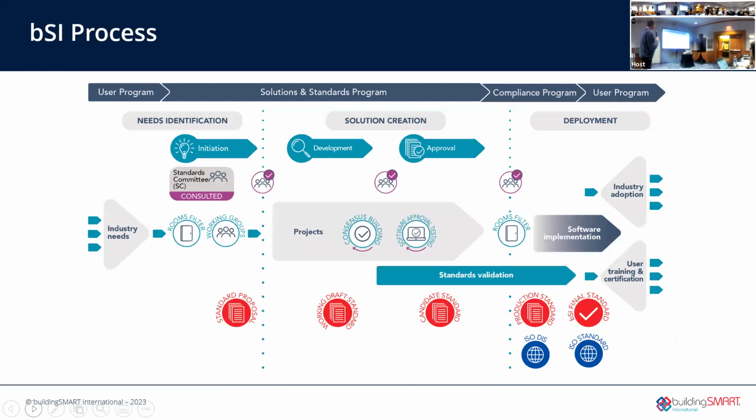Next one. Just quickly, it's important to understand the standards development process that Building Smart goes through. I'll go through that very, very quickly. We divide up into three phases. There's the initiation phase, then there's the development phase, and approval phase, and then there's deployment. I guess it's four. But at initiation, that's what comes out of the room.